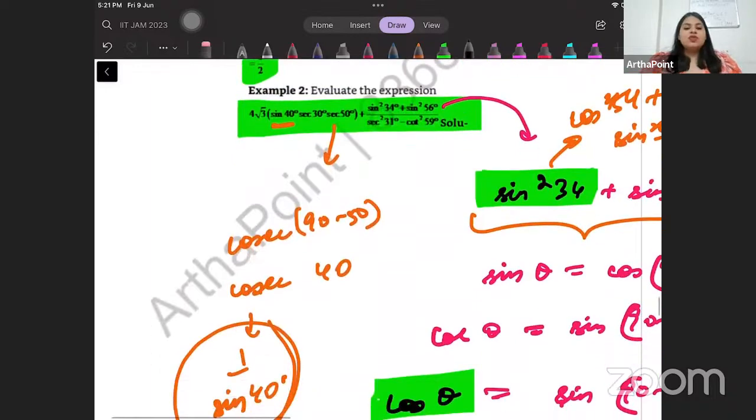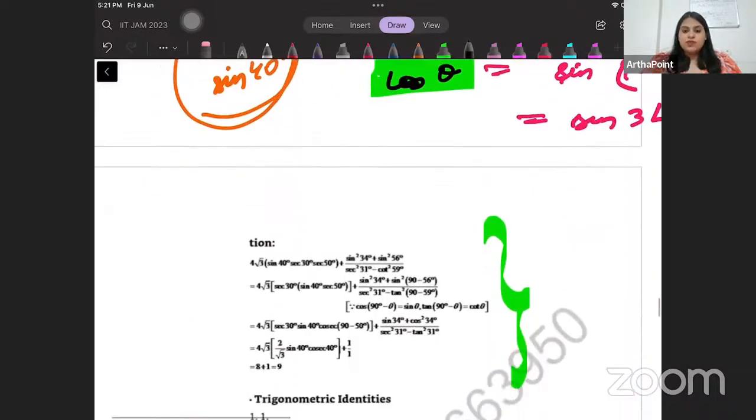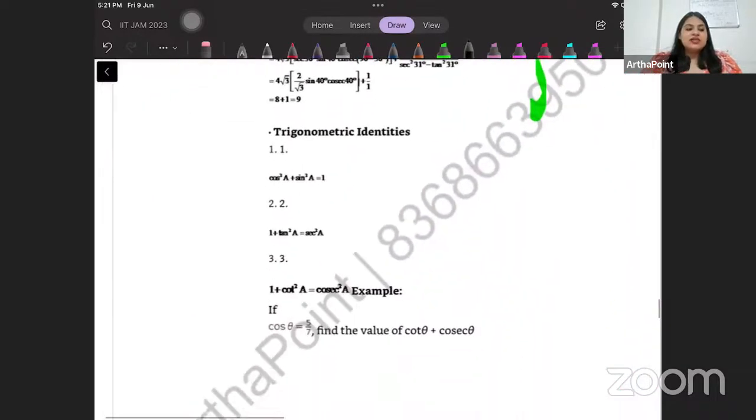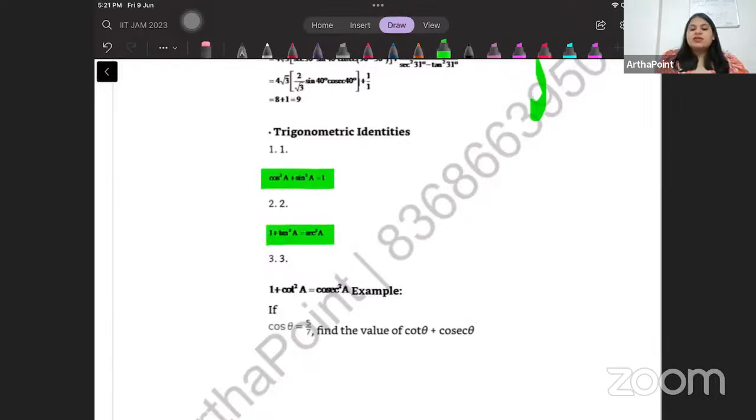Okay, now let us go ahead to the next question. And that is based on the trigonometric identities. So there are some more identities that you should know. The first identity is cos square theta plus sine square theta is 1. 1 plus tan square theta is sec square theta. And 1 plus cot square theta is cosec square theta. So these are the 3 important identities that you should go ahead and remember.